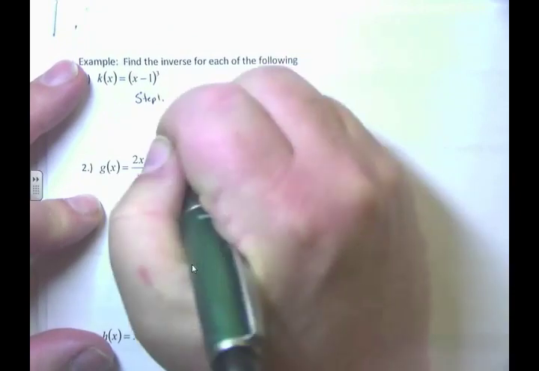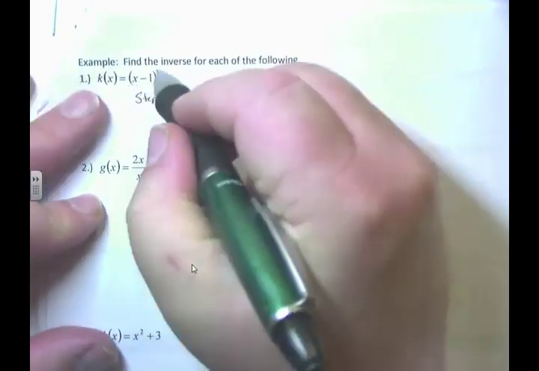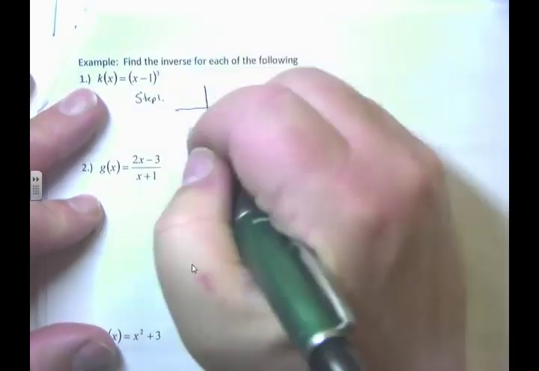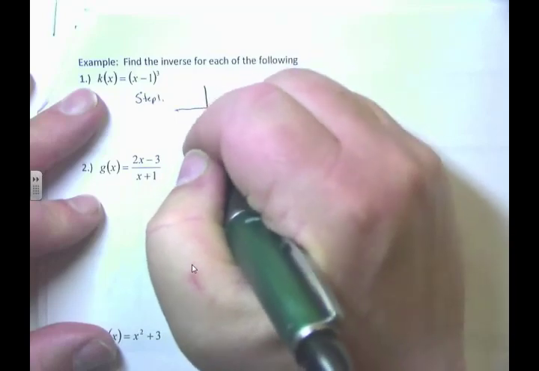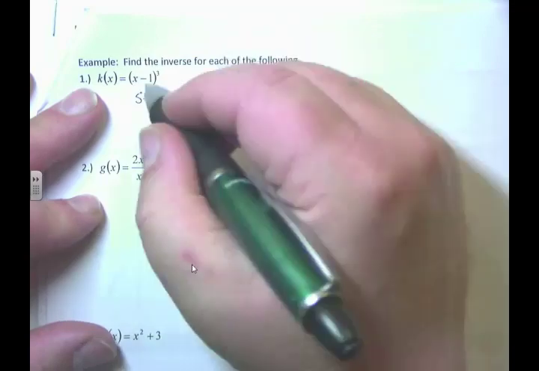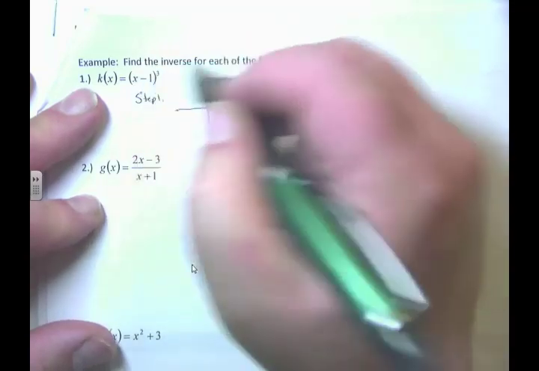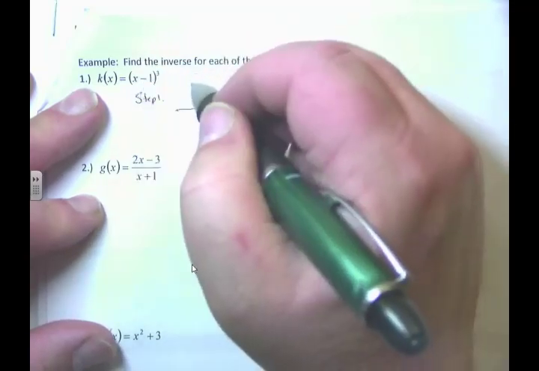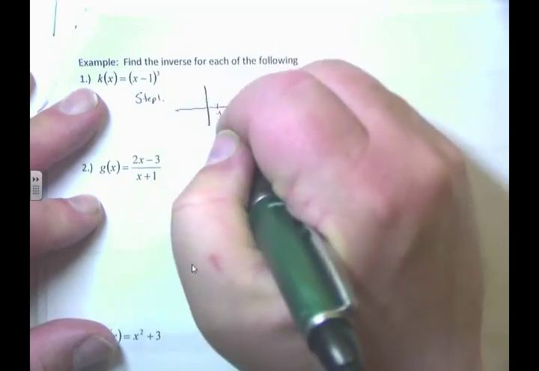Step number 1, you want to graph this guy and make sure it's a one-to-one function. What does x cubed look like? What does that graph look like? It's a squiggly line. You should know your cubic graphs. But what is minus 1 going to do? Which direction is x minus 1 quantity cubed going to take it, to the left or right? To the right 1 unit.